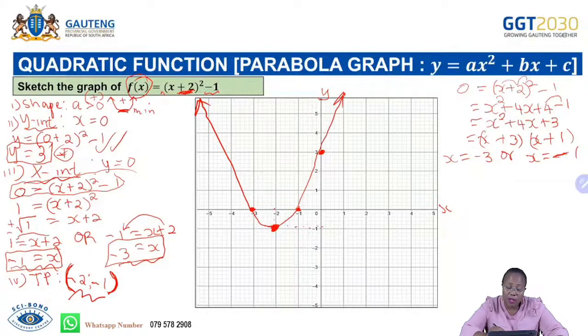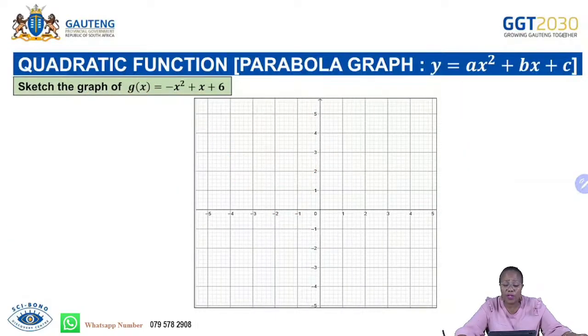Okay, so now it will be one mark for the shape, one mark for the intercepts, both x and y, one mark for the turning point. And some examiners, they will scaffold the questions. Maybe on question 1.1, you'll be looking at the intercept, 1.2 the turning point, and then the graph. You will also be allocated marks accordingly. Okay.